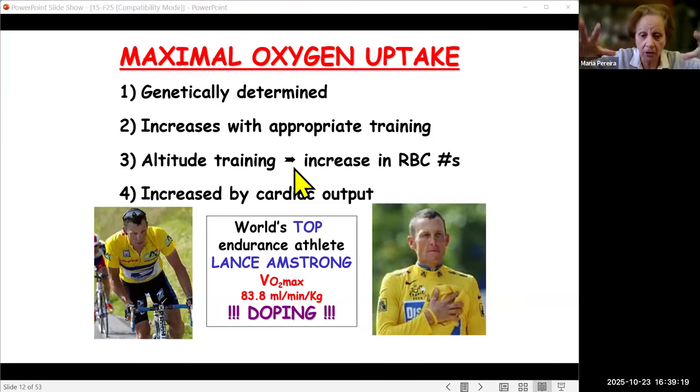So you have low oxygen activating erythropoietin in the kidney. Erythropoietin travels through the blood to the bone marrow, and there's an increase in red blood cell production.